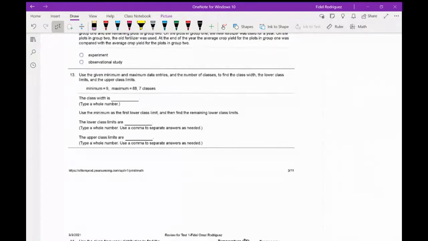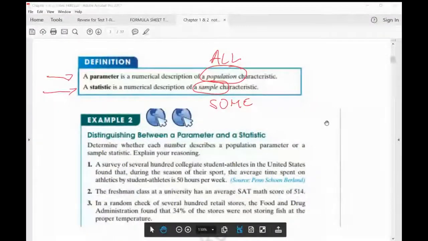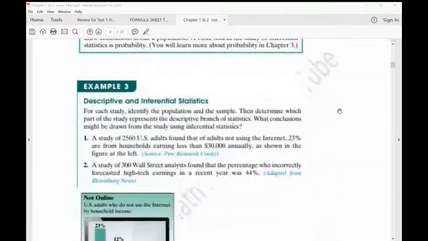Okay, so 13 says use the given minimum and maximum data entries and the number of classes to find the class width, the lower class limits, and the upper class limits. So guys, first thing I'm going to do is share with you one more time the information here. These are just my notes, the same notes that I'm working out the problems on in the videos, guys.